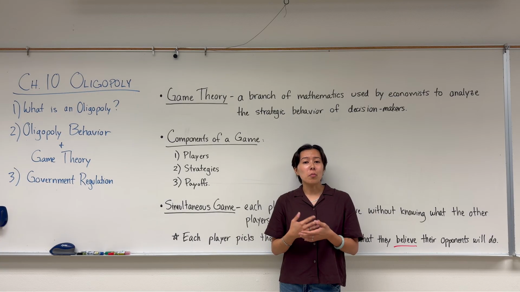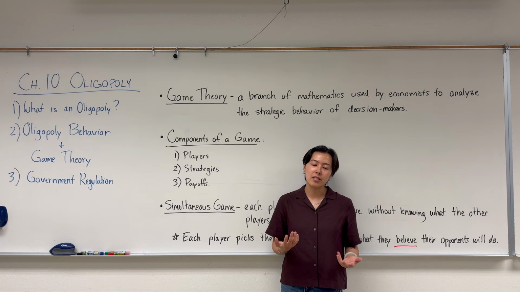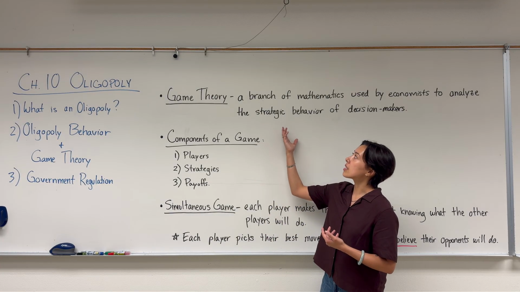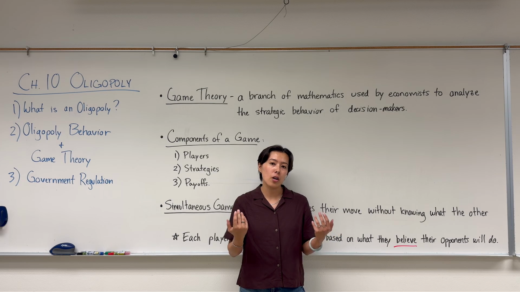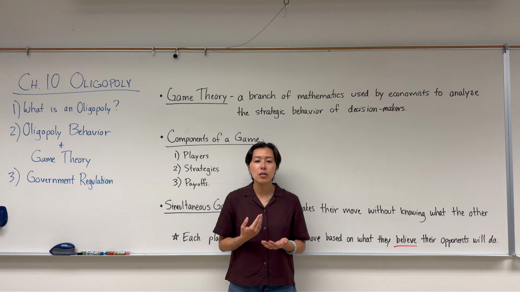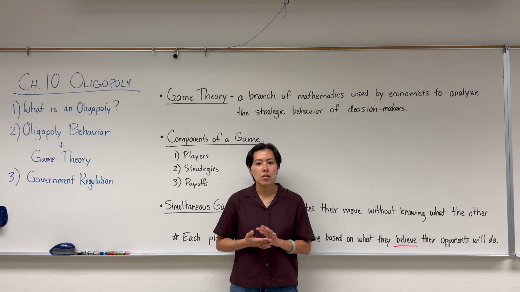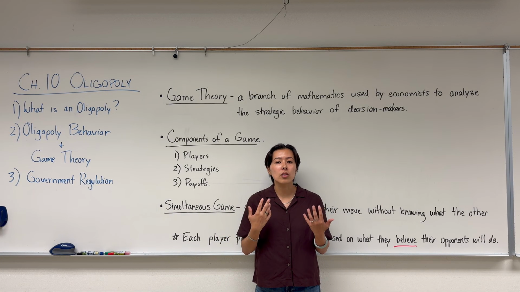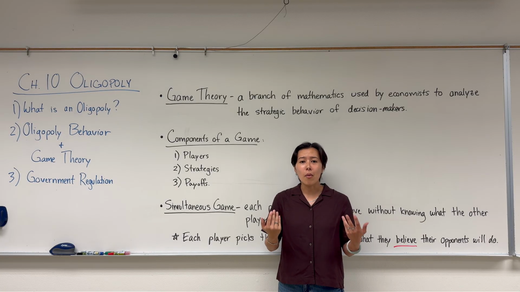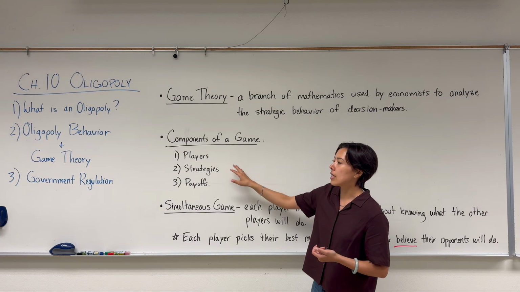Because oligopoly firms are mutually interdependent, that means when one firm decides how much output it's going to produce or what price it's going to charge, it has to consider what its rival firms are going to do. So we're going to use this game theory to analyze firm behavior under oligopoly. What game theory is, it's a branch of mathematics that is very commonly used by economists to analyze any kind of strategic behavior made by decision makers. So in this case, with oligopoly, our decision makers will be our firms. The reason we call this game theory is because we're just going to model our firm behavior like a board game. So in any game, we're going to have three key components.